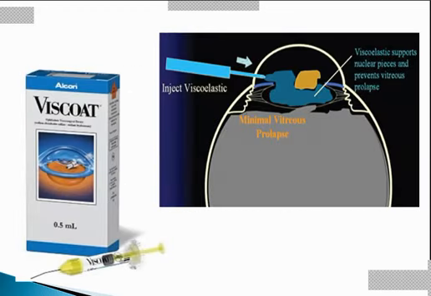And this is the clinically available form in the market, Viscot. This viscoelastic is injected through the incision or through the side port incision. This is a picture while doing the cataract extraction in phacoemulsification. This viscoelastic supports the nuclear pieces and prevents vitreous prolapse.